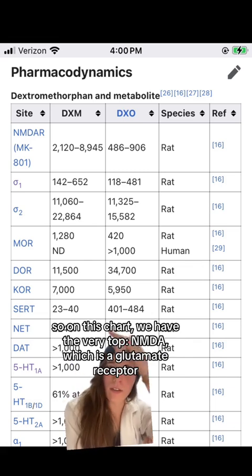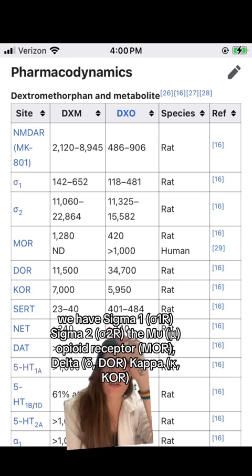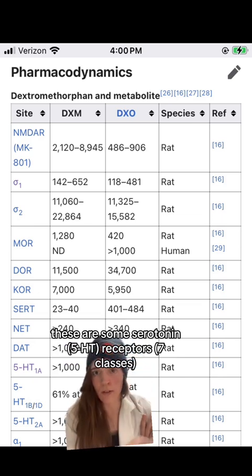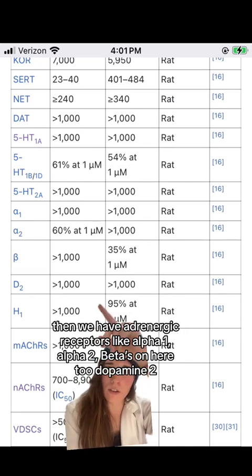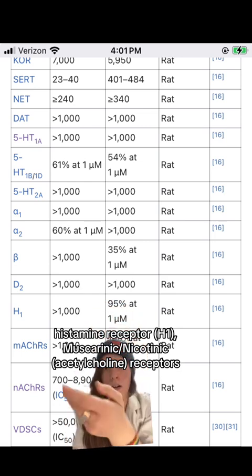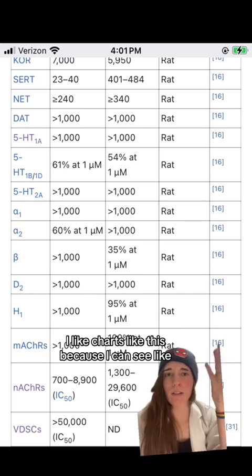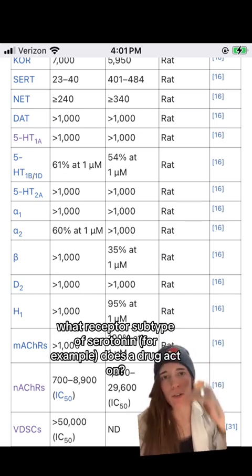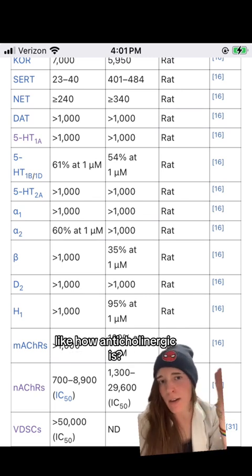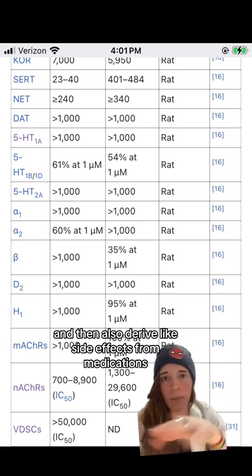So on this chart, we have at the very top NMDA, which is a glutamate receptor. We have sigma-1, sigma-2, the mu opioid receptor, delta, kappa, the 3 transporters I talked about. These are some serotonin receptors. Then we have adrenergic receptors like alpha-1, alpha-2, betas on here too, dopamine 2, histamine receptors, muscarinic, nicotinic receptors, and then voltage-gated sodium channels. I like charts like this because I can see what receptor subtype a drug acts on, or is this medication anticholinergic? Like how anticholinergic is it? It just helps me give a little breakdown and then also derive side effects from medications.